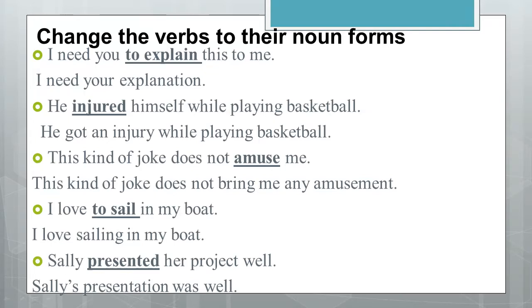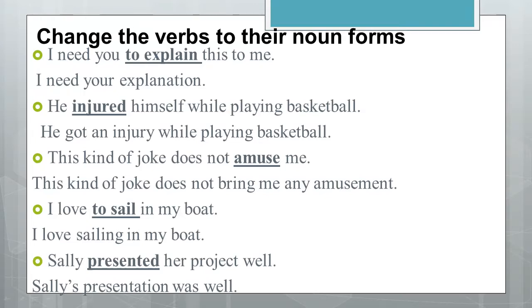We cannot say Sally presentation her project well. This would be incorrect. The correct sentence would be, Sally's presentation was well. Now you are done with lesson number 3 of English grammar. Fill these 3 exercises, practice A, B and C on your book.